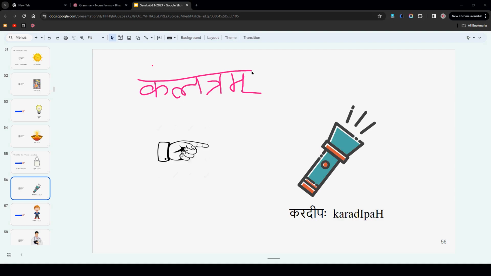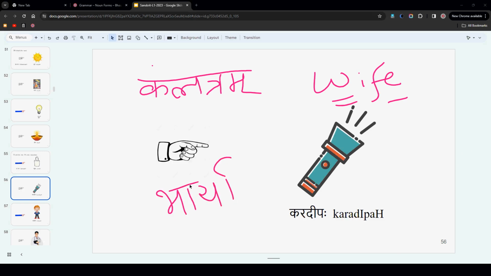Kalatram means wife actually. And wife, we know that it's a Strilinga, a living being. There are other words for wife also, like Patni, Bharya. So these are Strilinga words, like Bharya, like Lata, Rama, the base word ending in A. So this is obviously a Strilinga word.